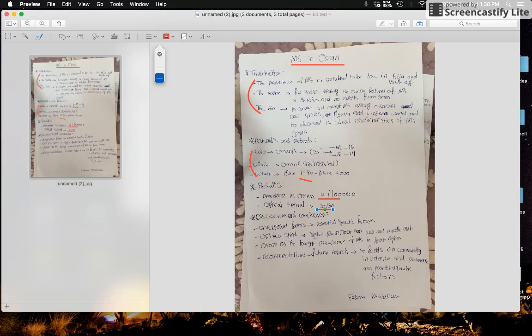Perfect. Okay. Discussion and conclusion. Expected factors. Potential. Genetic. Okay. Good. Oman has the lowest prevalence. Good. Recommendations. Good. So you have all the information here in your outline. Again, please organize it a little bit better, and you'll get full marks for that.